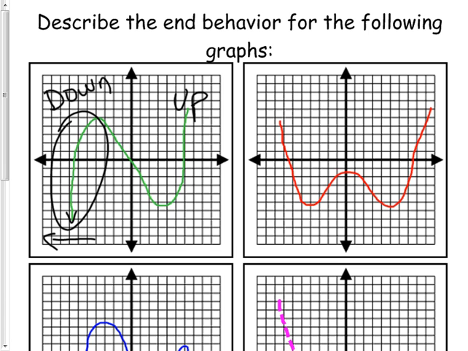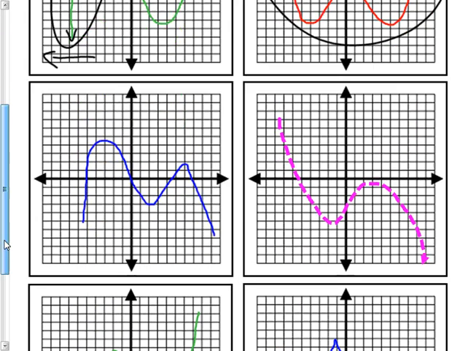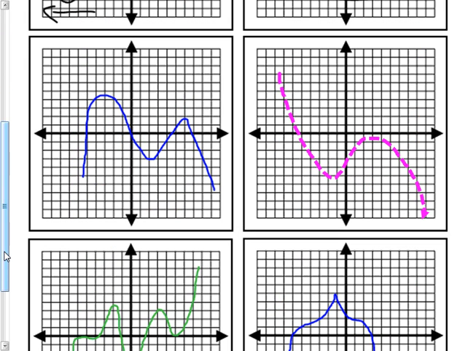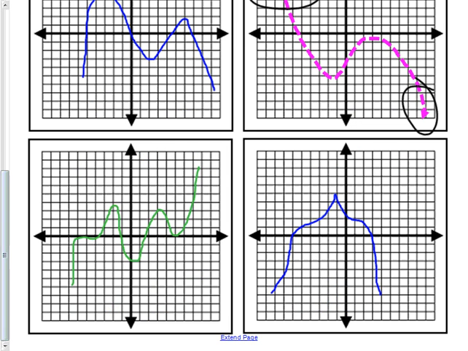Okay, so that's a down, up. What's this one? Up, up. Just where are the ends? Where are the ends of the graph? Okay, how about the next one? Down, down. How about this one? Up, down. Okay. This last one, last two. Down, up, and down, down.